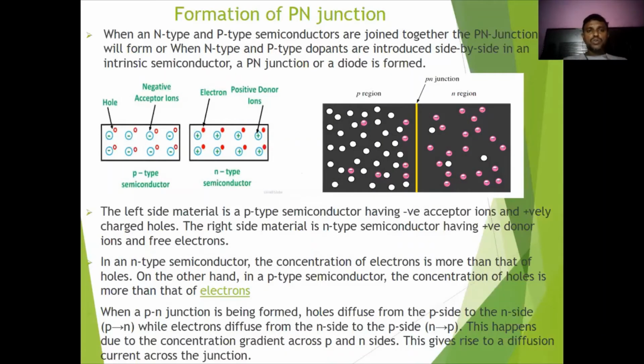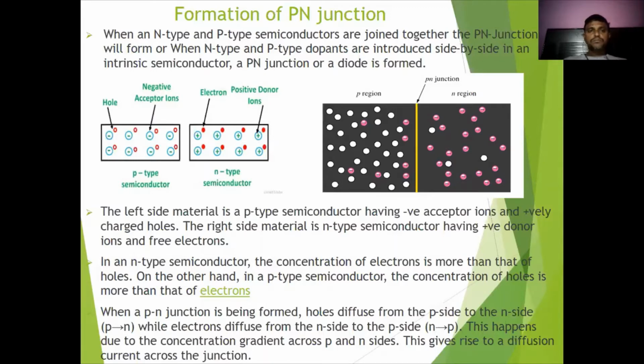We already know how you can form an n-type semiconductor and a p-type semiconductor. If you add pentavalent dopants or impurities to the intrinsic semiconductor, that forms n-type semiconductor, and if you add trivalent impurity to the intrinsic semiconductor, that forms the p-type semiconductor. So then how can we form our p-n junction?